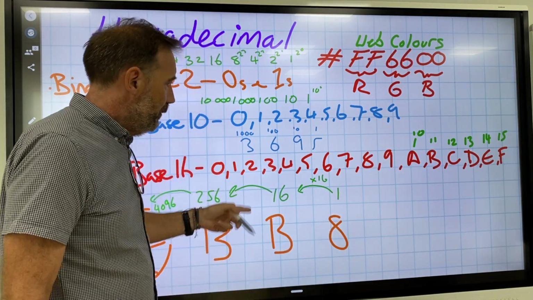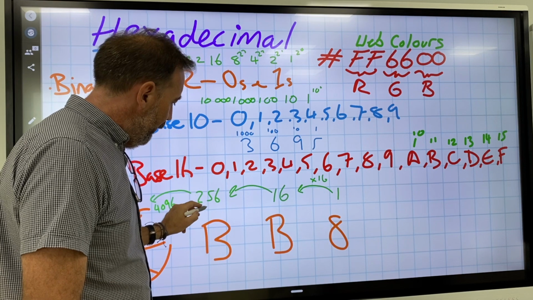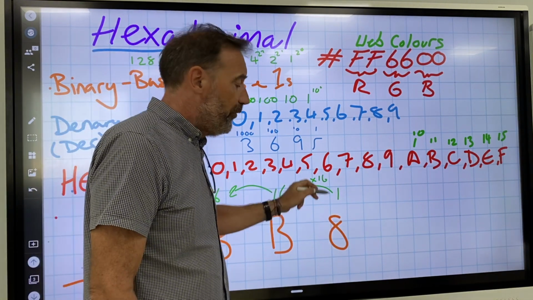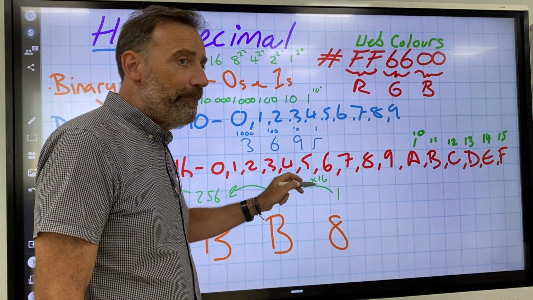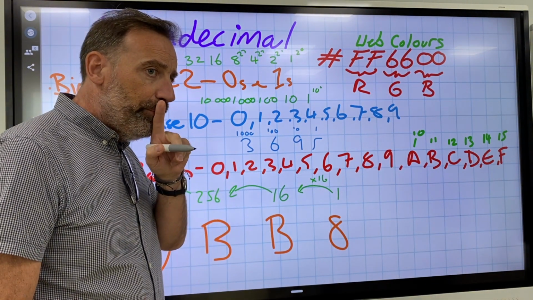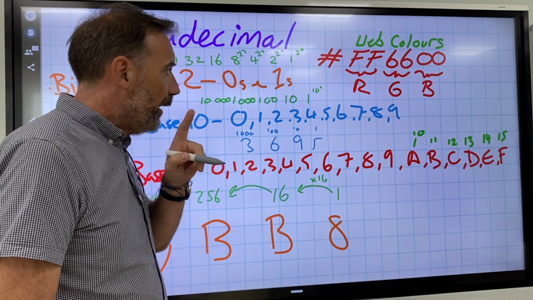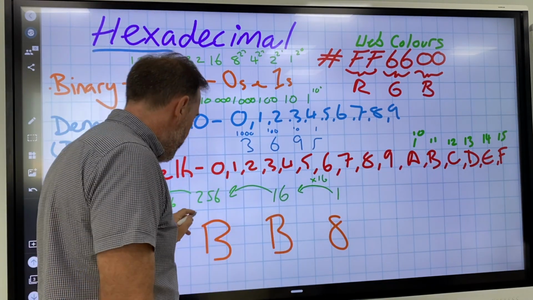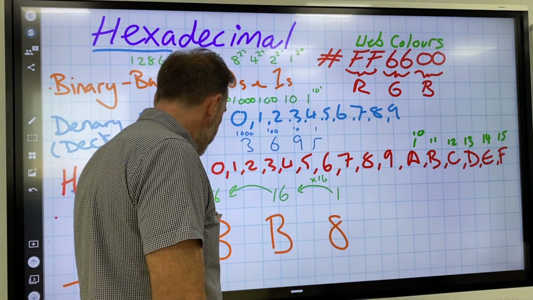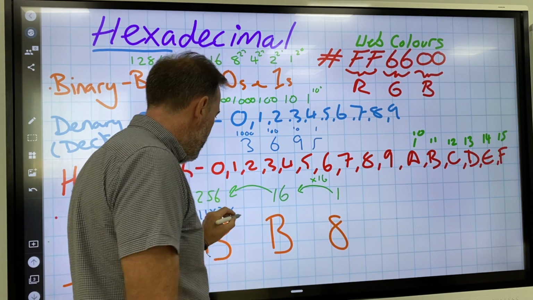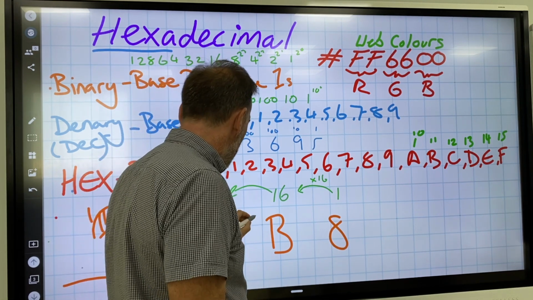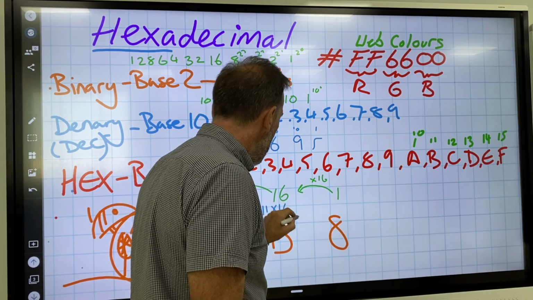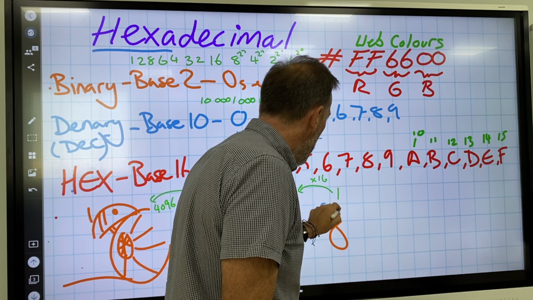Here, I've got B lots of 256, I've got B lots of 16, and I've got 8 lots of 1s. So we have 8 1s, 16 Bs, and 256 Bs. But what's B in terms of hexadecimal? 11. Beautiful. So I've got 11 times 256. It's quite a nice number, this. It works out quite nice. 11 times 16, and I've got 8 lots of 1.